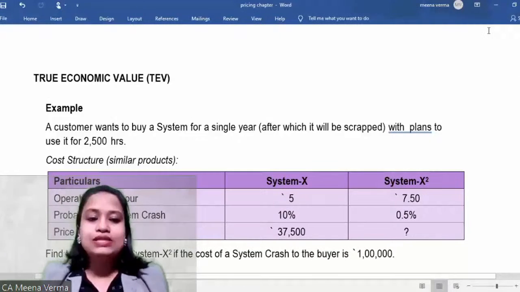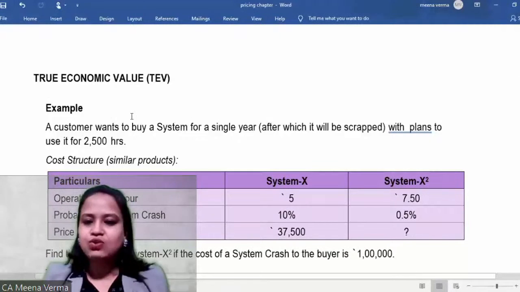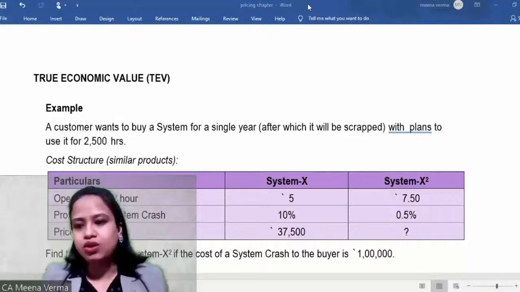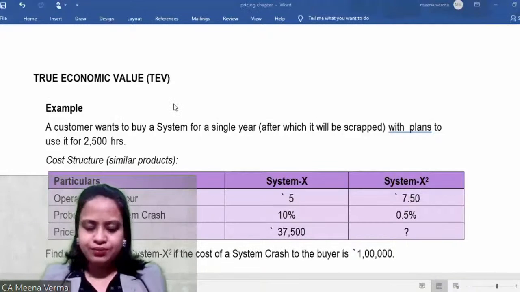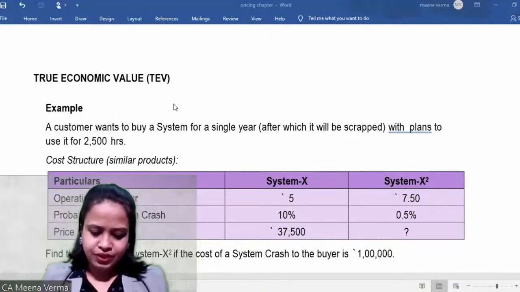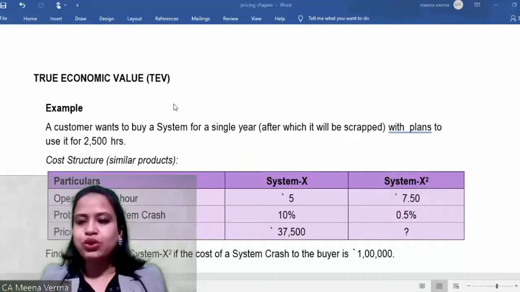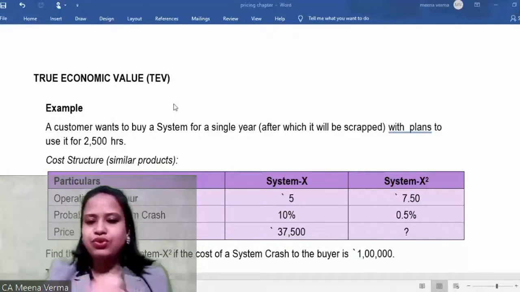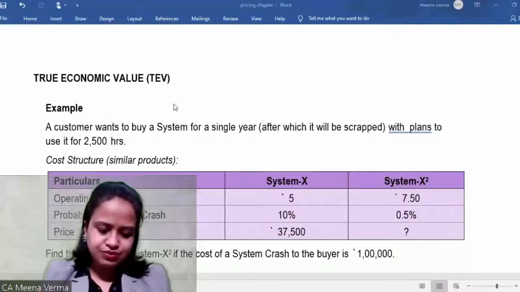So I hope, read this question. This is a question which is related to true economic value. This question is related to true economic value, and I want all of you to understand this question.